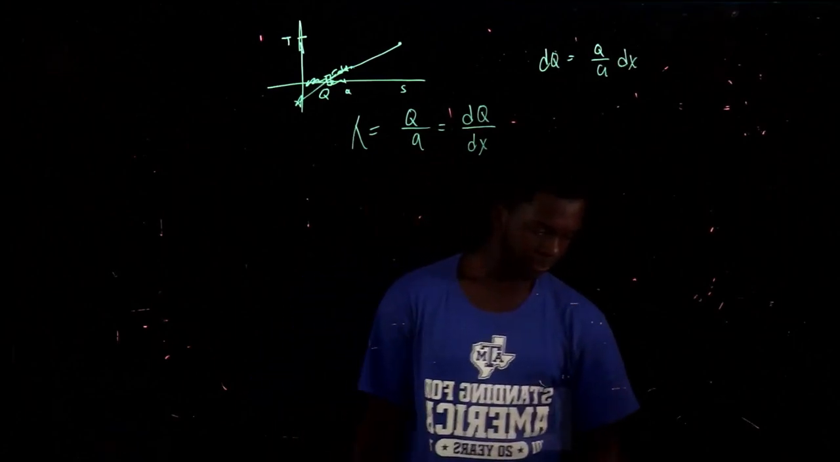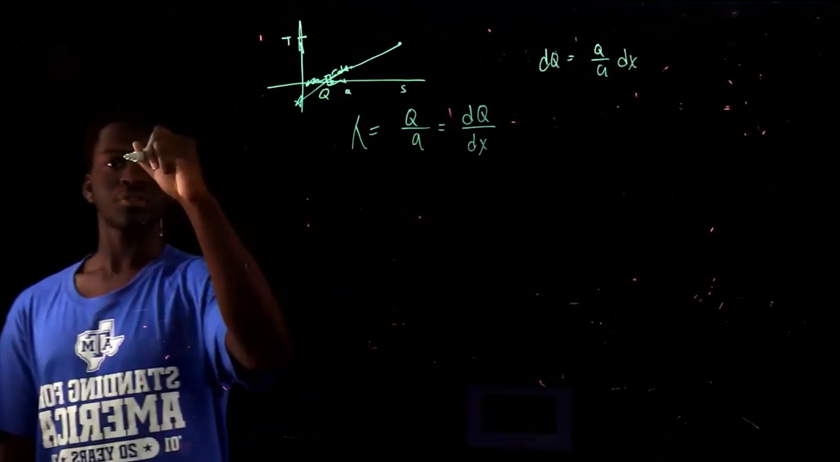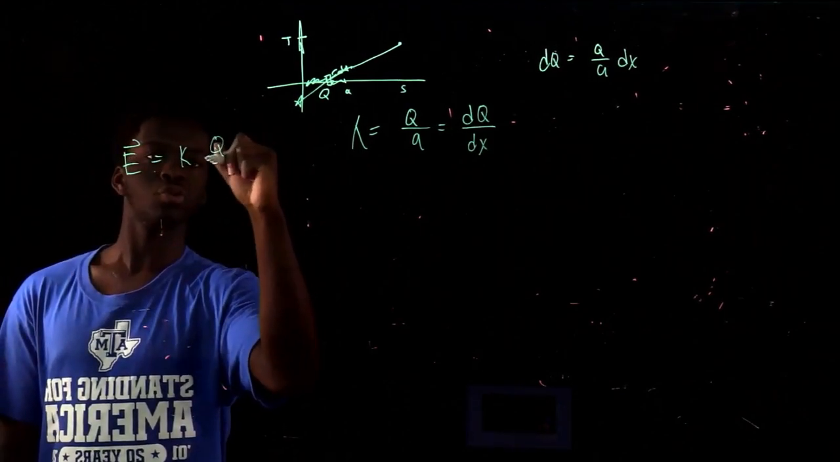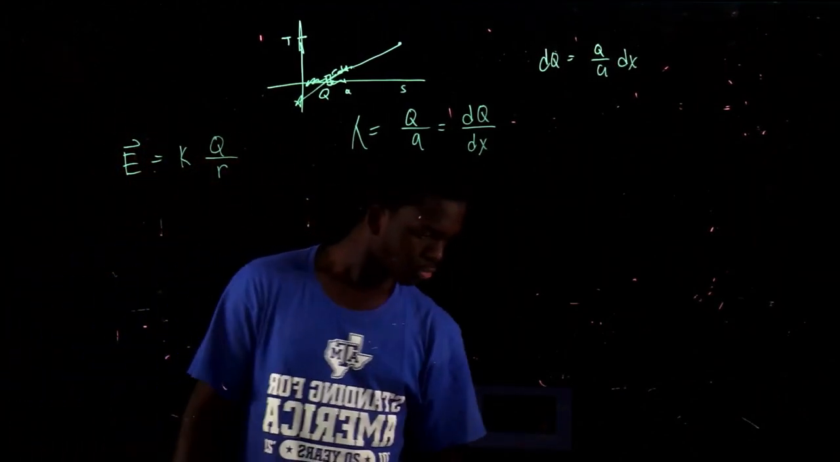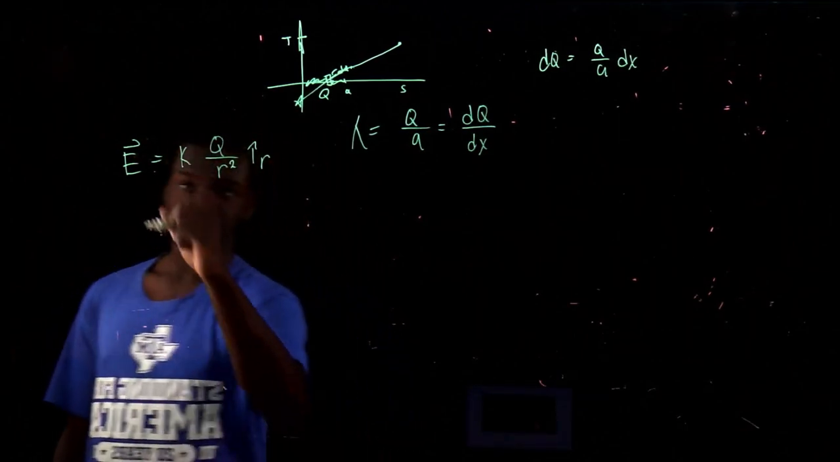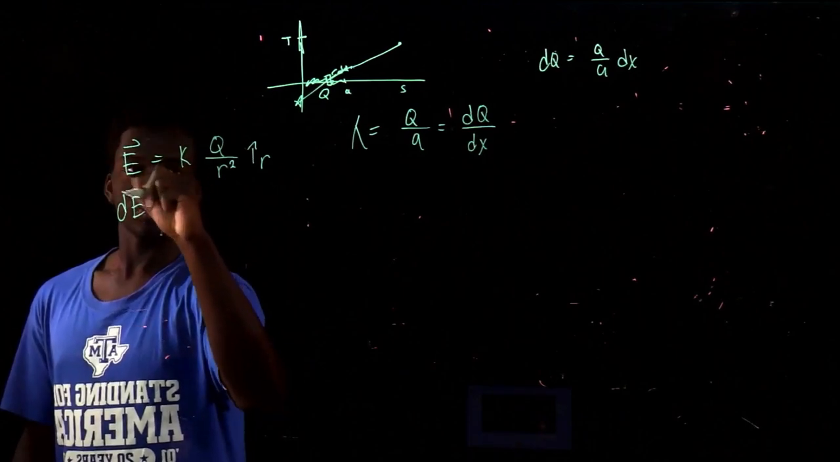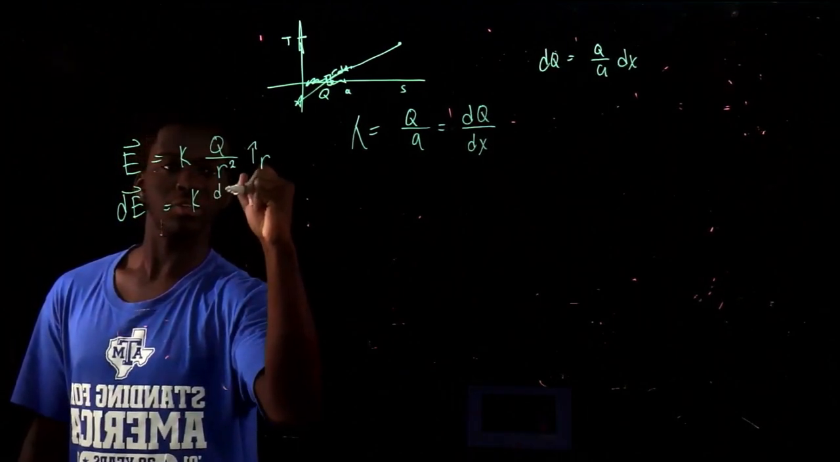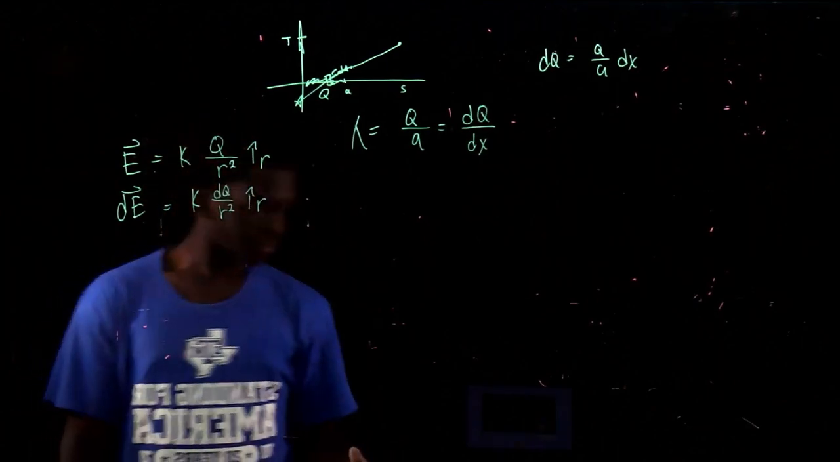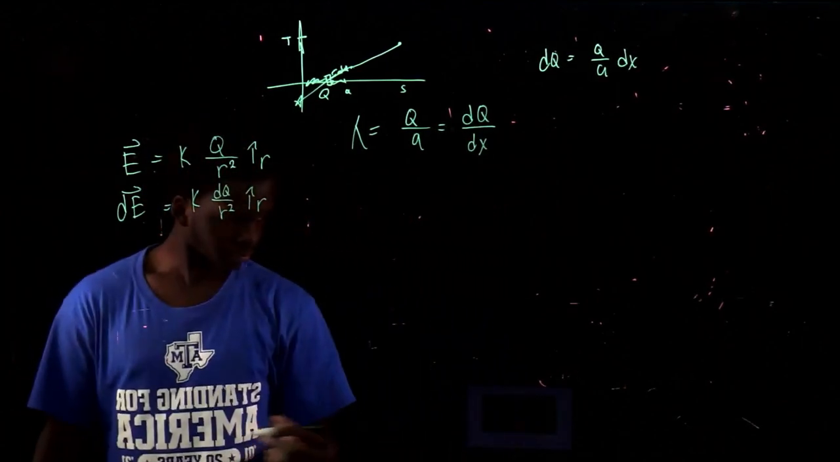Now, since we have that, let's start out by writing the electric field formula. Electric field is equal to KQ over R squared IR. So let's take the derivative of that. The derivative is going to be equal to K dQ over R squared IR. So now let's substitute.